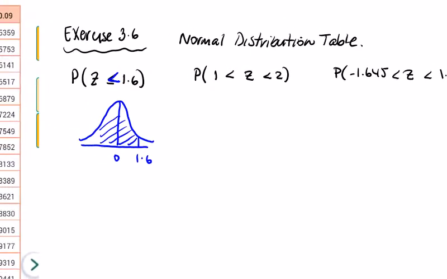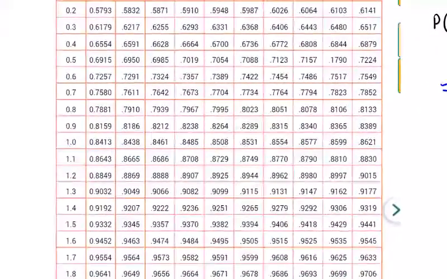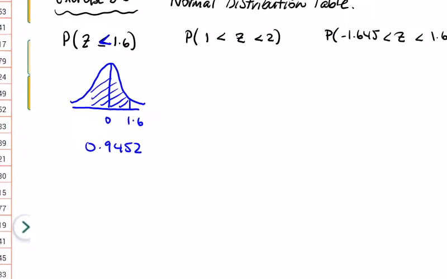So we go to our normal distribution table and we find 1.6. 0.9452. The next one is between two numbers.